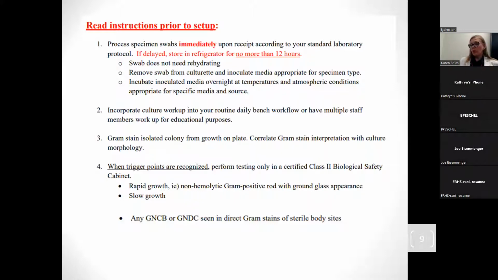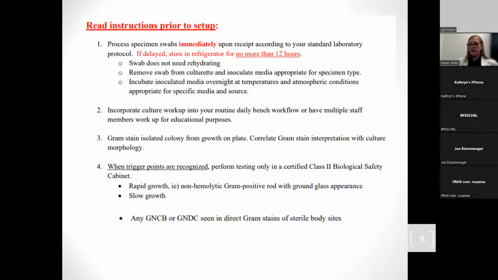And here's the third one. I would say any gram-negative coccobacilli or diplococci that is seen in the direct specimen, just automatically from any spinal fluid, blood culture, any lung tissue, something like that. If there is something in the gram stain that is gram-negative coccobacilli or diplococci, those are the most hazardous. Yes, it could be just a Haemophilus, but to play it safe, I would say just start from there.